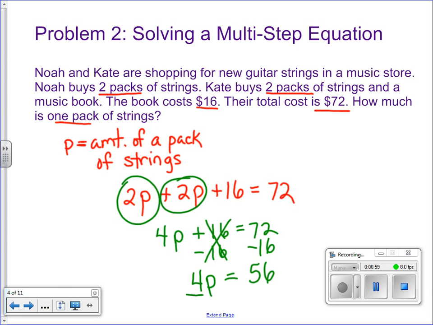All right, undoing the multiplication, we're going to divide both sides by 4. 4 divided by 4 is 1, so 1 times P is simply P. And 56 divided by 4 is $14. So each pack of strings costs $14.